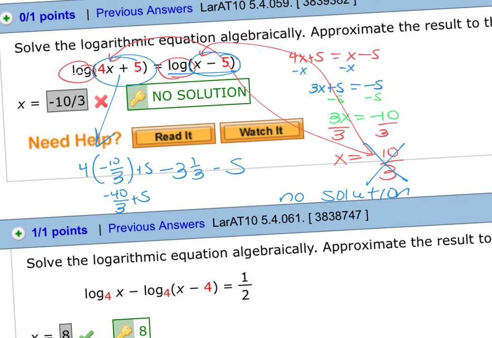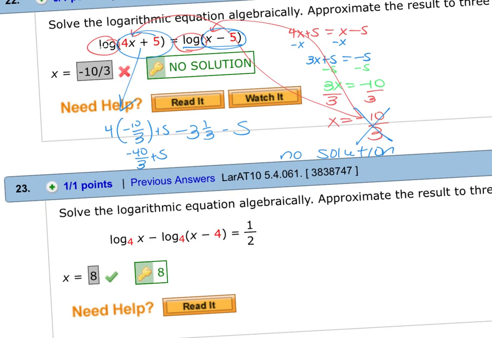Is it the same rule for ln? Yes, because ln is a log. So it's safe that every time you see a log or ln? Every time your original equation has a log or an ln, you got to check.